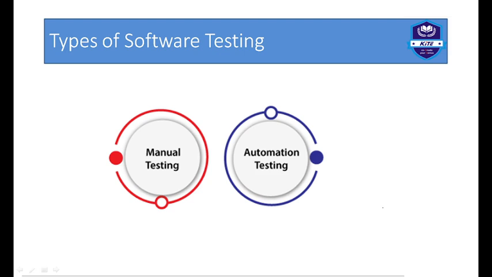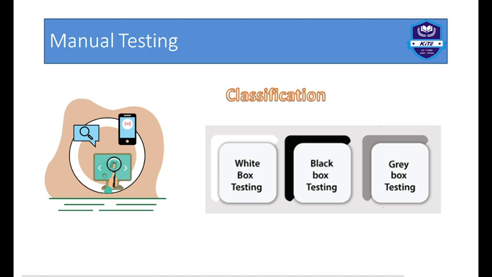Types of software testing are broadly classified into manual testing and automation testing. Manual testing means the software testing engineer manually tests the code, understanding it line by line. That is manual testing. And manual testing is further classified into white box testing, black box testing, and gray box testing.